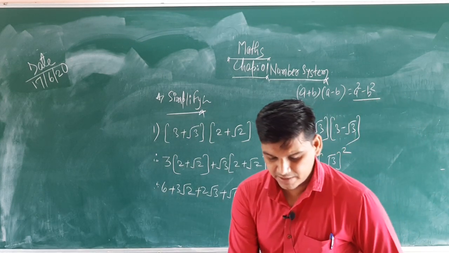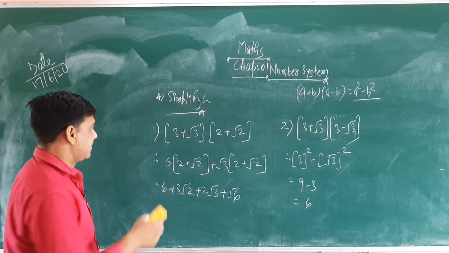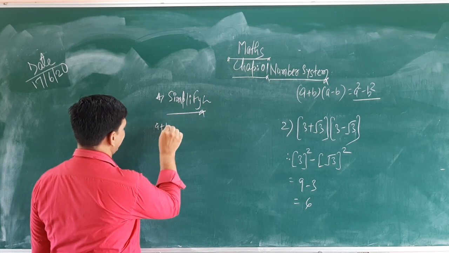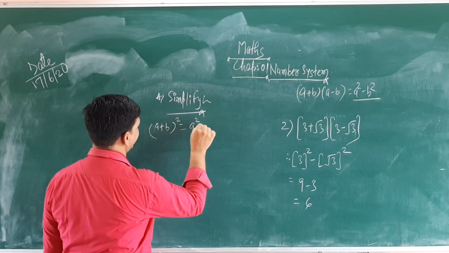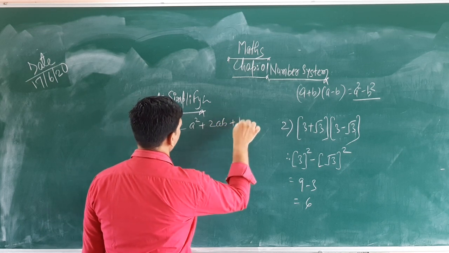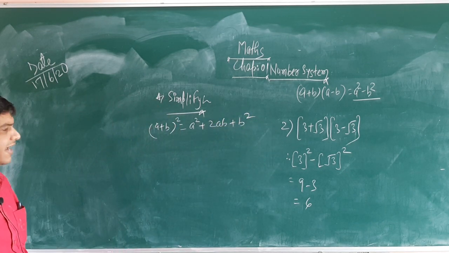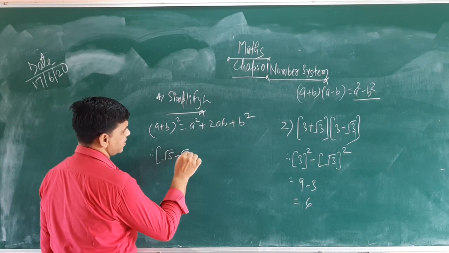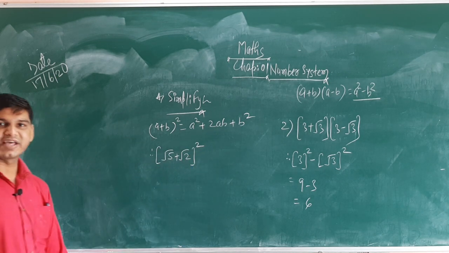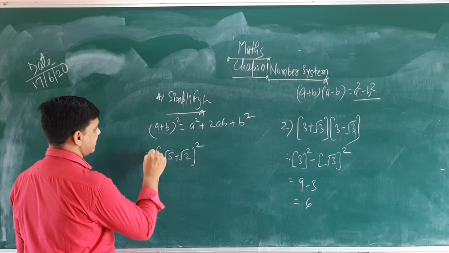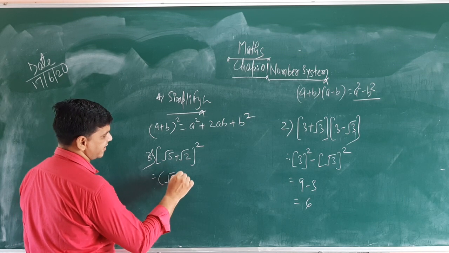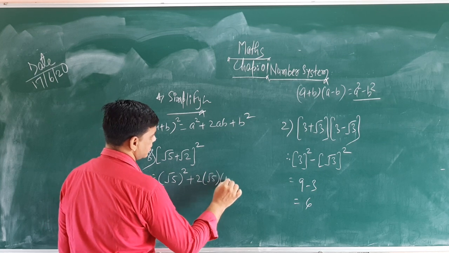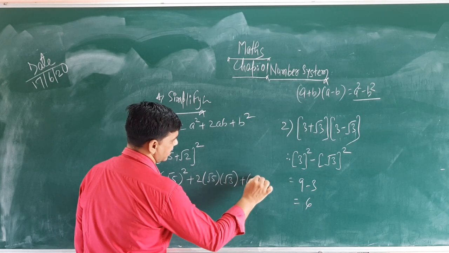Another example: a plus b whole square. You have to remember that a plus b whole square is a square plus 2ab plus b square, right? Similarly, I'll take the example root 5 plus root 3 whole square and find the expansion of this number. So how can we find it? Root 5 square plus 2 into root 5 into root 3 plus root 3 square.